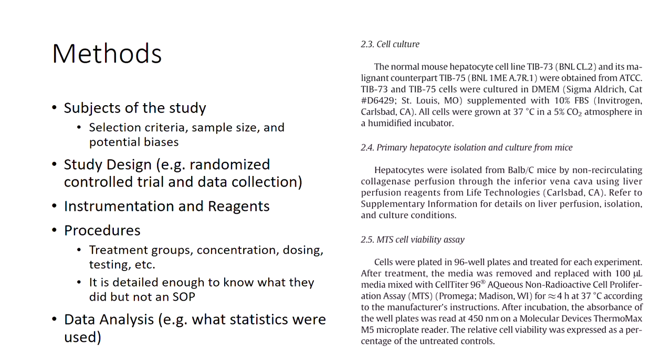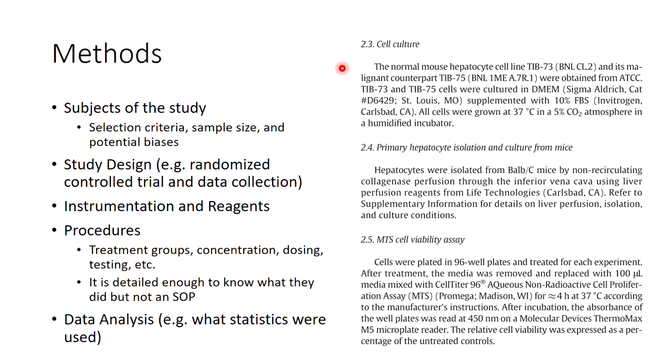The study design, so that's things like randomized control trial, how the data was collected, then the instrumentation and reagents, procedures such as treatment groups, concentrations, dosing, testing. And the procedure section is generally detailed enough that you know what they did, but it's not detailed enough that it's a standard operating procedure that you could follow along and do it. And then it also includes the data analysis, which is what statistics were used.